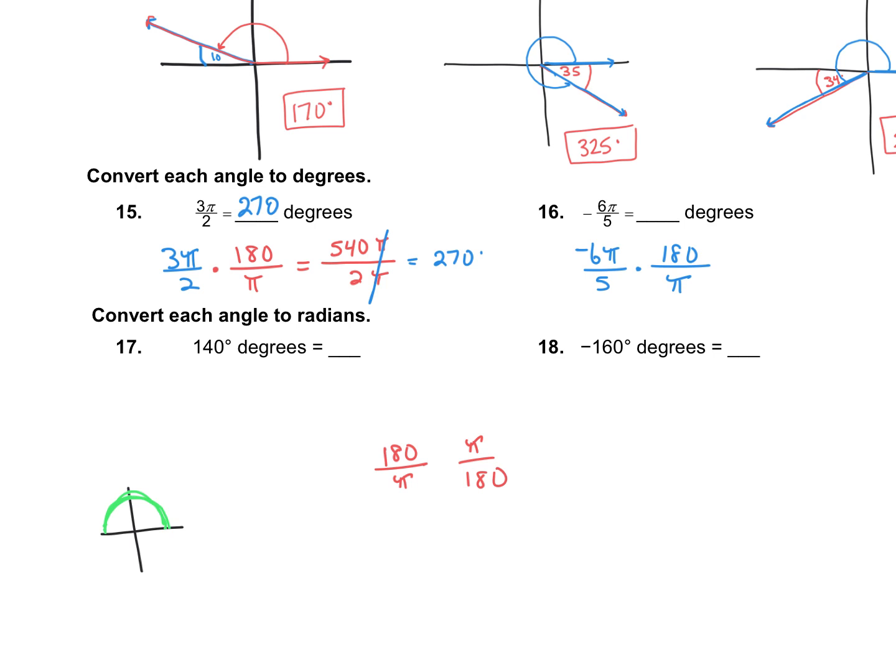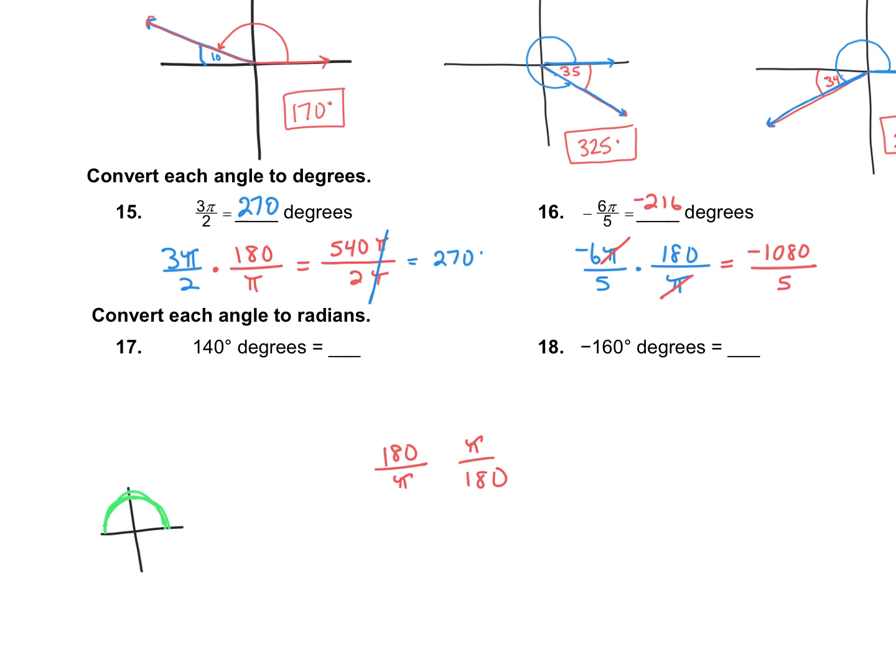Now you could cancel your pi's right here. We definitely have done some cross-reducing before. Over here, I just showed you, it's pretty clear to see why they cancel out when we just multiply straight across. But you can cancel them here. And then we'll multiply negative 6 times 180. That's a negative 1,080. Divide that by 5, and we get a negative 216 degree angle.